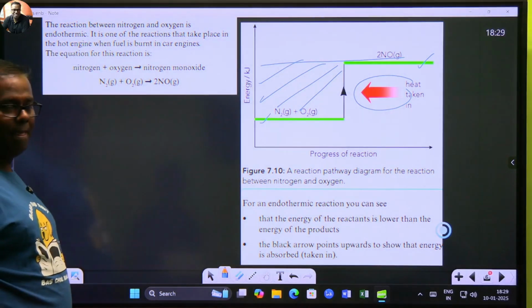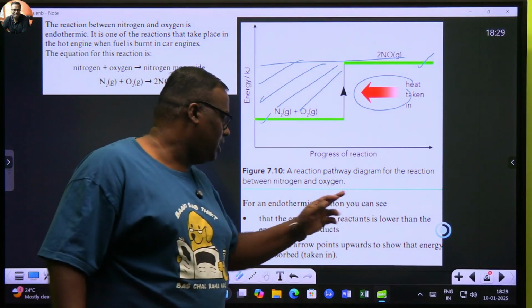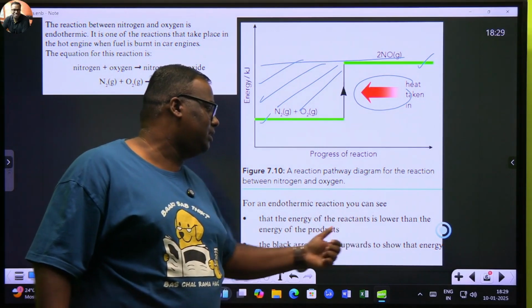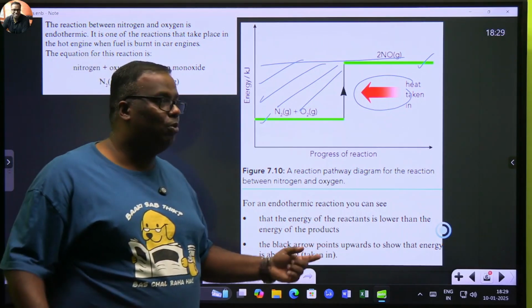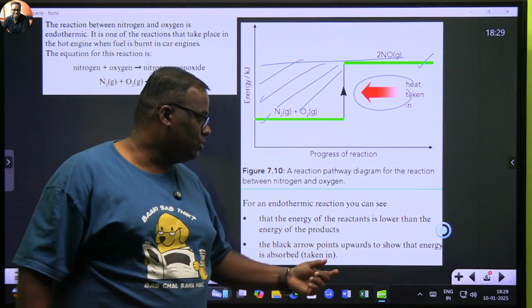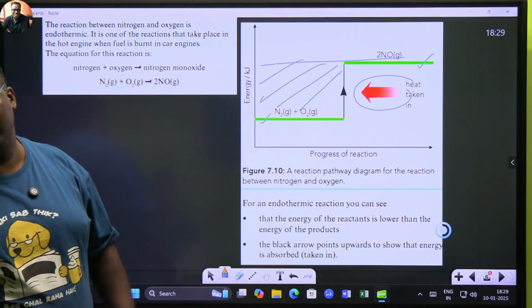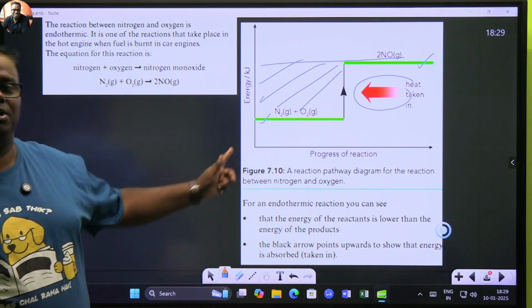clear हुआ. So it says for an endothermic reaction, you can see that the energy of the reactant is lower than the energy of the product. The black arrow points upwards, which shows that the energy is absorbed or taken in. By whom? The chemical reaction.